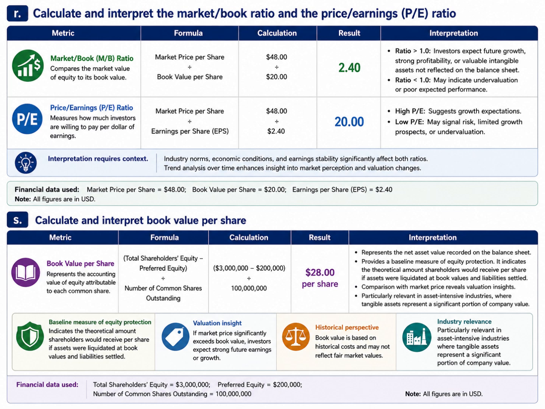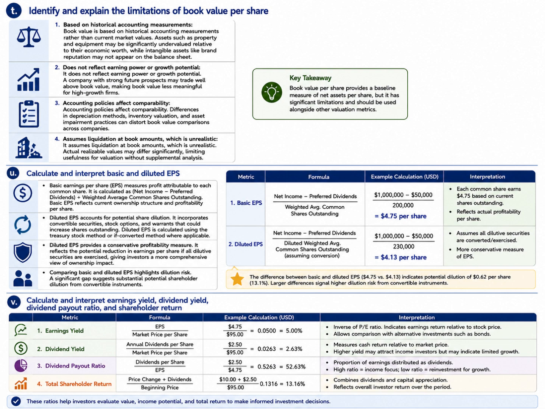Comparison with market price reveals valuation insights. If market price significantly exceeds book value, investors expect strong future earnings or growth. However, book value is based on historical costs and may not reflect fair market values. This measure is particularly relevant in asset-intensive industries. It offers greater insight where tangible assets represent a significant portion of company value.